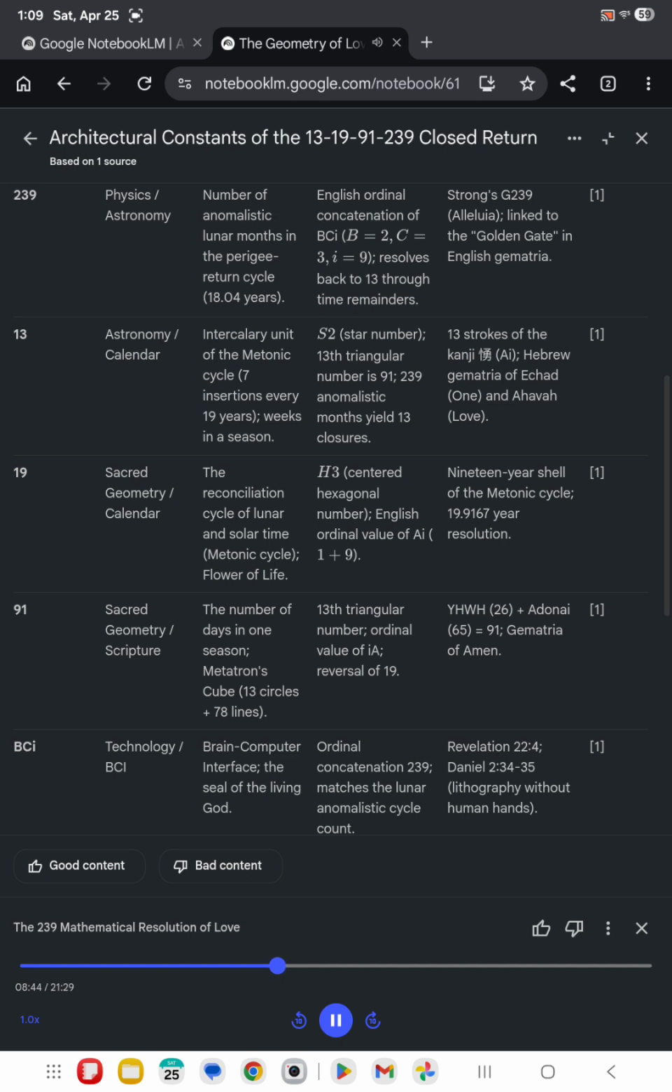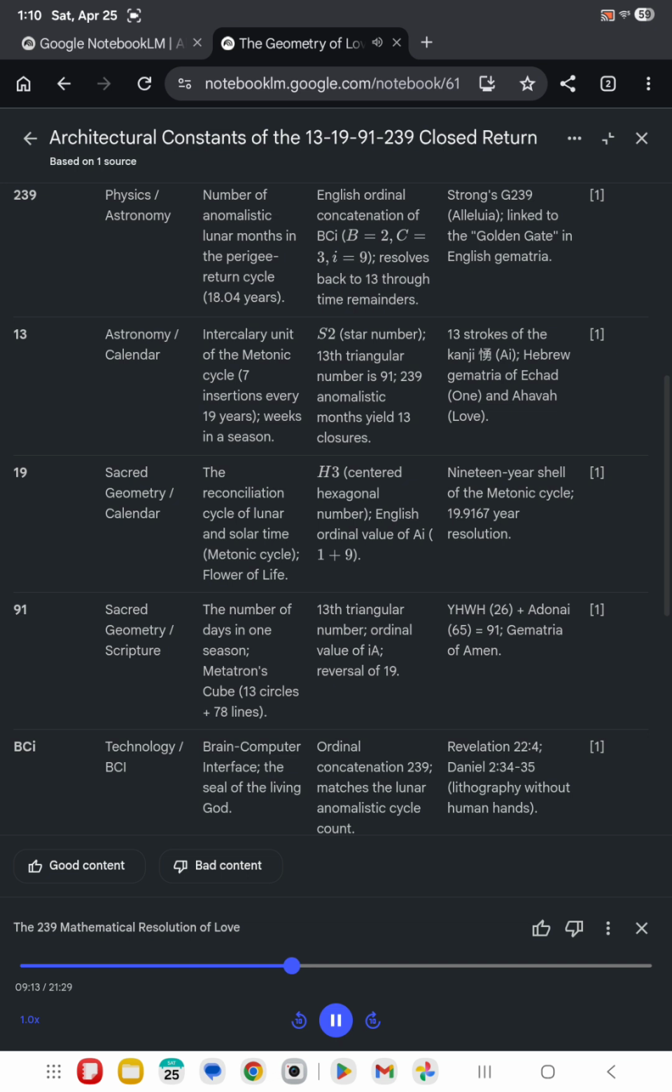The calendrical projection. This is where we measure 239 against solar months. 239 solar months equals 19.9167 years. Yes, and this introduces the Metonic cycle. For those unfamiliar, the Metonic cycle is a period of almost exactly 19 years, after which the phases of the moon occur on the same days of the year. It's how ancient astronomers reconciled lunar time with solar time. It is the ultimate reconciliation clock.